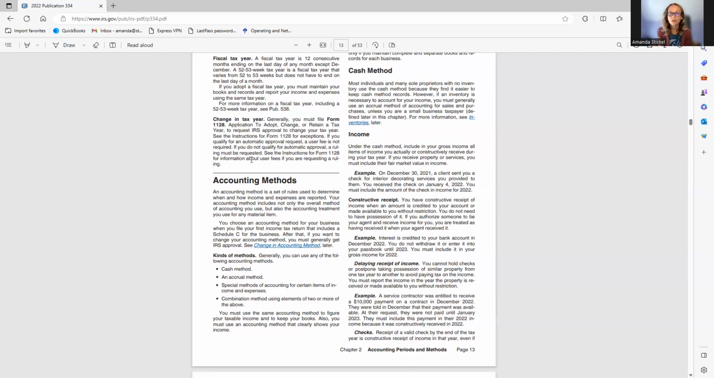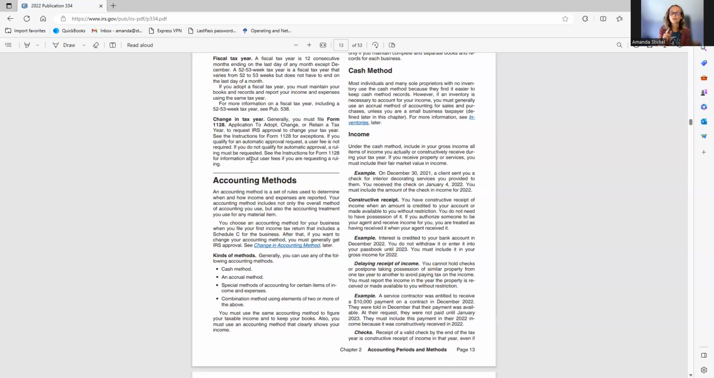Constructive receipt. You have constructive receipt of income when an amount is credited to your account or made available to you without restriction. You do not need to have possession of it. If you authorize someone to be your agent and receive income for you, you are treated as having received it when your agent received it. Example: interest is credited to your bank account in December 2022. You do not withdraw it or enter it into your passbook until 2023. You must include it in your gross income for 2022.